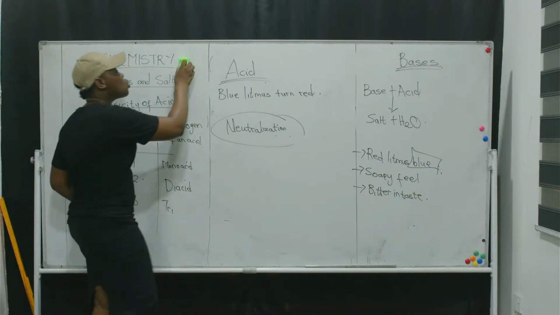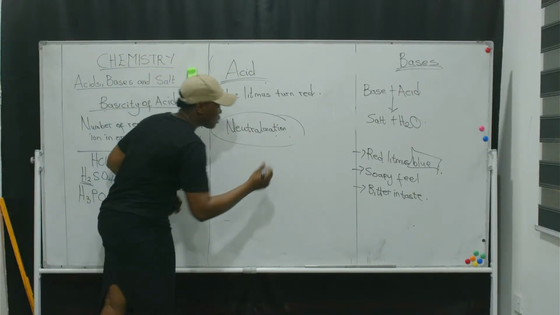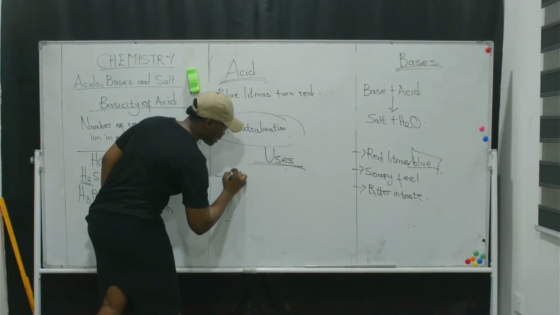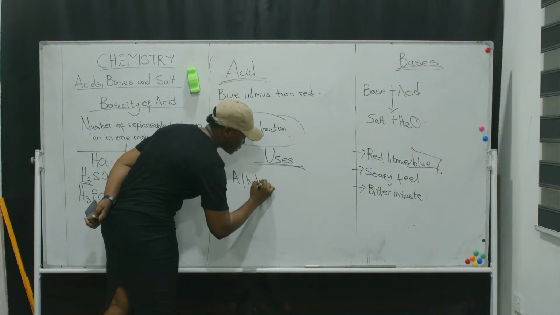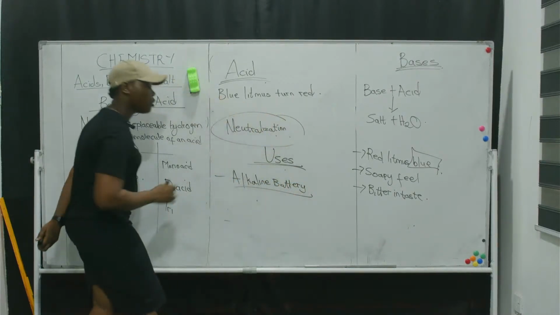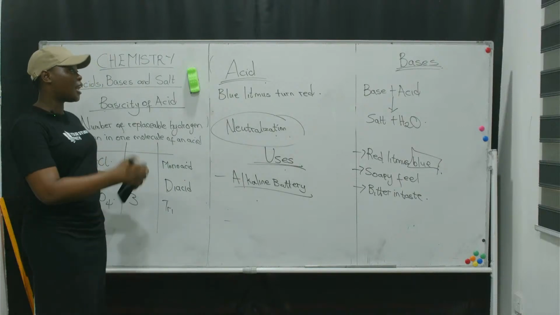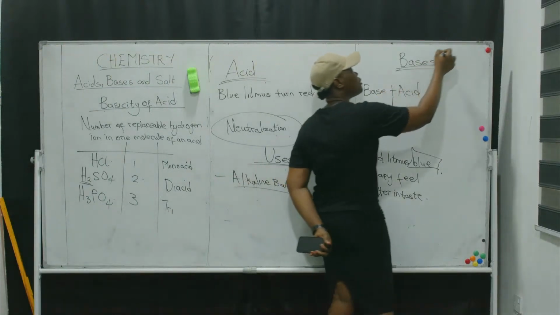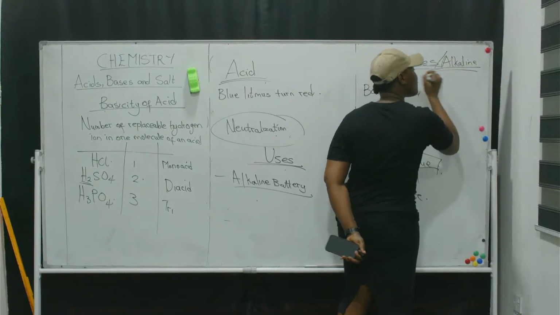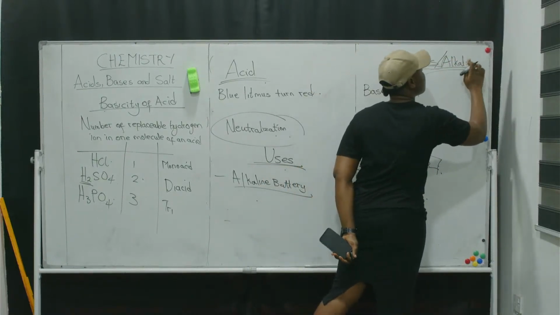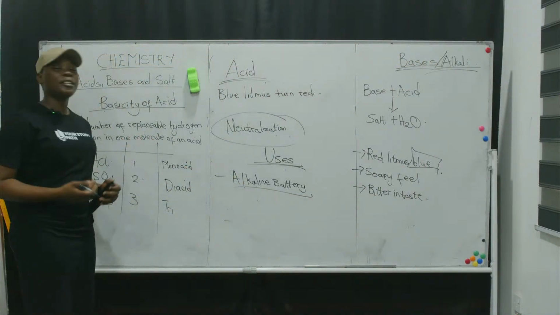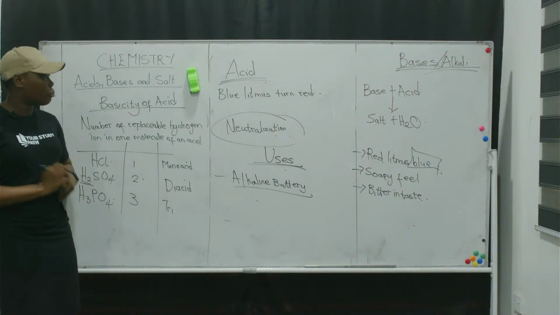Let's now move on to salt. Uses, really quick. Uses. Battery. I'm sure you've heard of alkaline battery. Alkaline and base are used interchangeably. One is soluble in water, one is not soluble in water, but for your purposes, just know that they are used. So alkaline battery is a product of base, right?